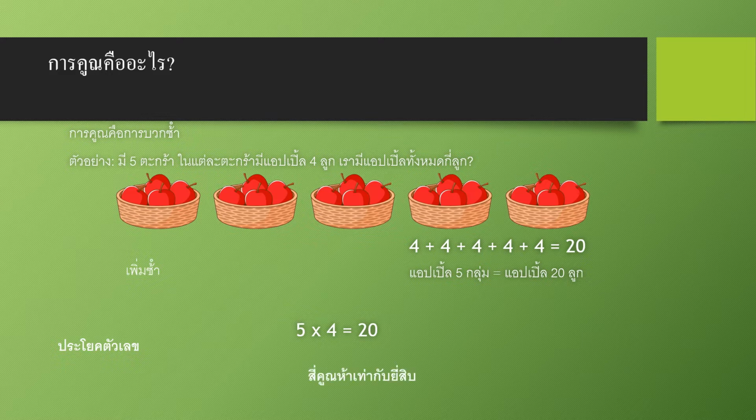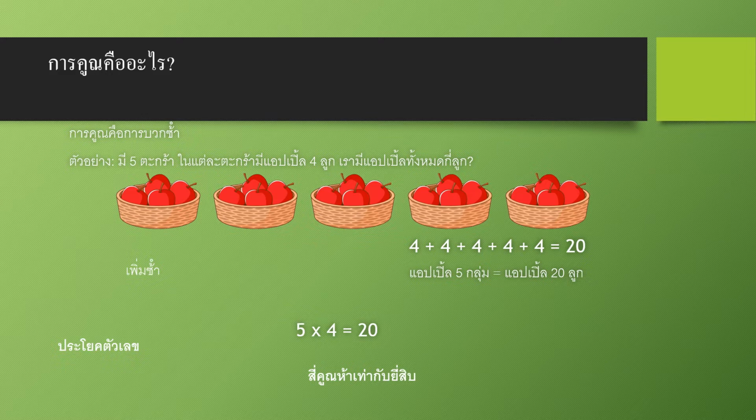So this is how you will write the multiplication number sentence. 5, 1, 2, 3, 4, 5: 5 times, this one we can call times 4 apples. 1, 2, 3, 4. 4.